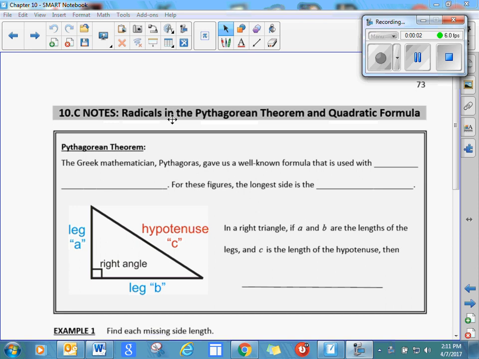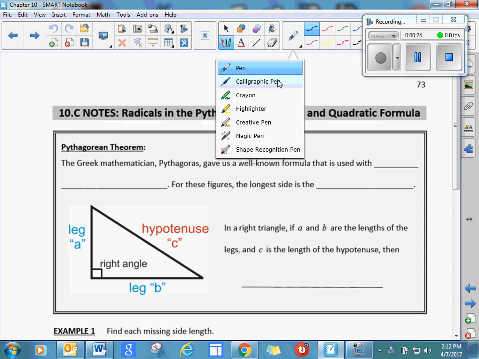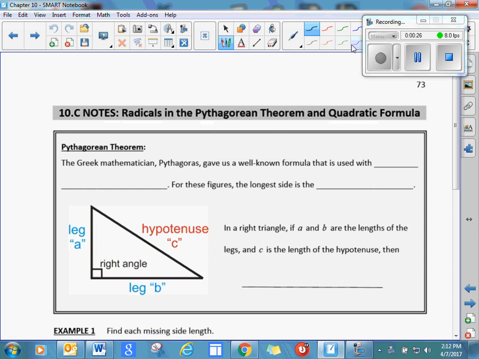Welcome to 10C. We're continuing our work with radicals. We are going to talk about the Pythagorean theorem in this unit. You may remember it, you may have heard of it, you may have worked with it before, but we'll do a quick review and we'll talk about the vocab in this unit and how it is related to radicals.